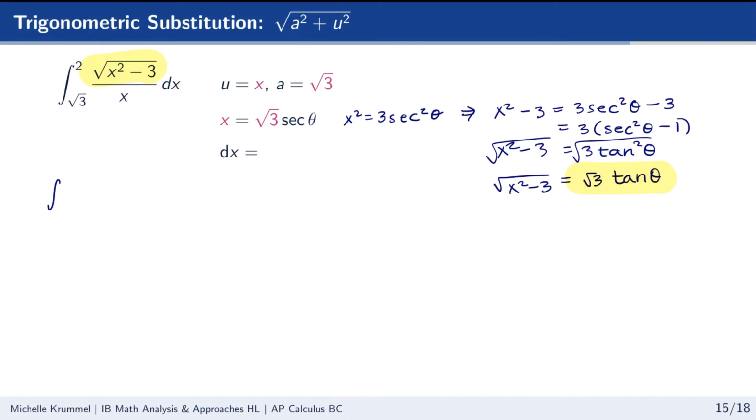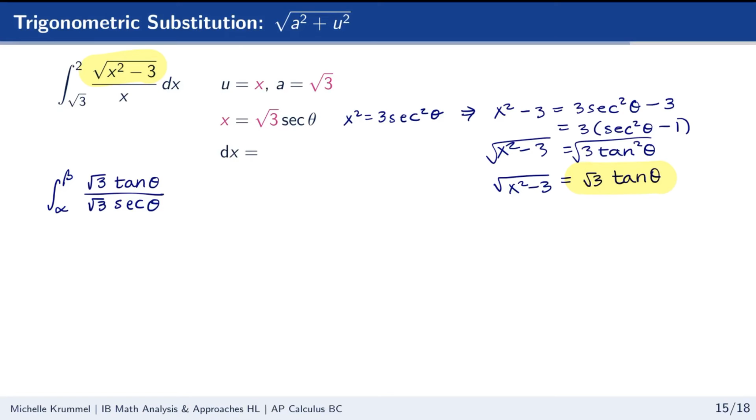Now because I'm making a substitution, the root 3 and the 2 are no longer going to be my bounds because those are x values. So I'm just going to put placeholders here, alpha, beta, so I don't have to convert them in terms of theta. So we've got root 3 tan theta over x, and for x I'm going to substitute in root 3 secant theta.